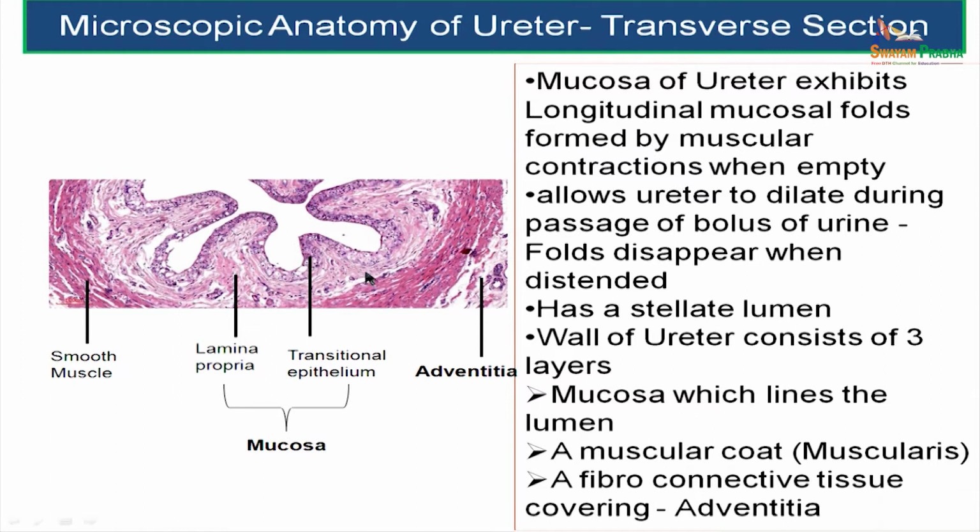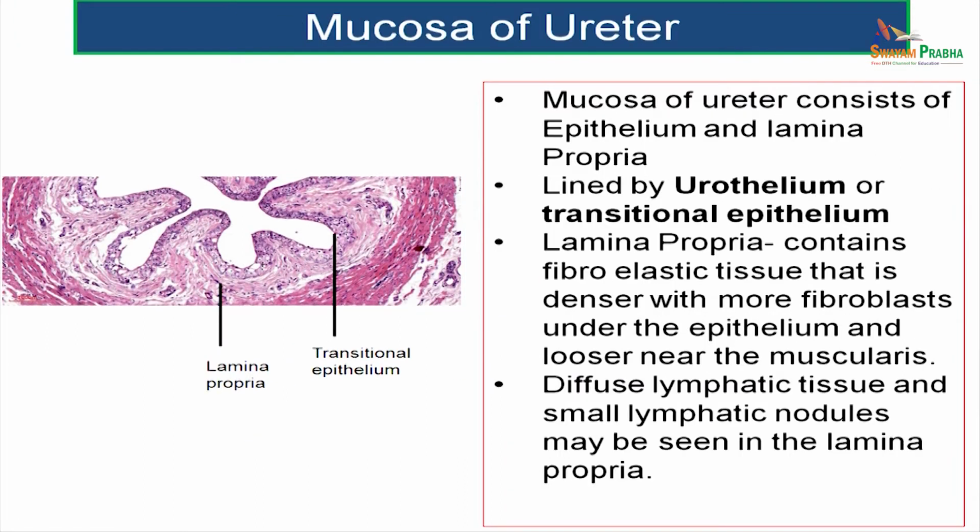The wall of the ureter exhibits three layers. First layer, the innermost layer, is the mucosa. Then a muscular coat, which is also called muscularis, and the outermost coat, which is a fibroconnective tissue covering, that is adventitia. So, the three layers in the wall of the ureter are mucosa, muscular coat and adventitia. Let us now study each of these layers in detail.